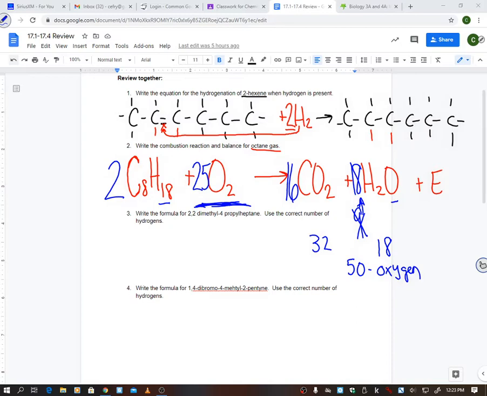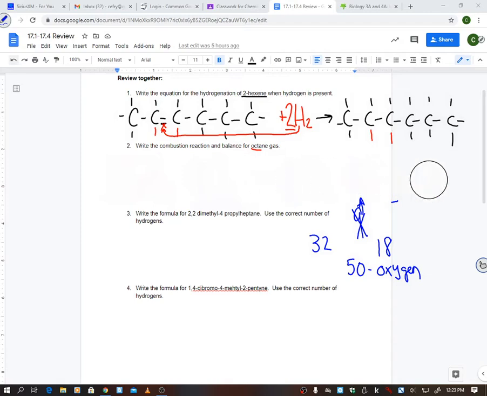You can get some really crazy numbers with these combustion reactions. So that is how you can do that step by step and balance that. It normally takes kids a very long time to figure this out when they don't do hydrogen first, carbon, then oxygen. If they just try to start messing with it, it usually takes them a little bit.